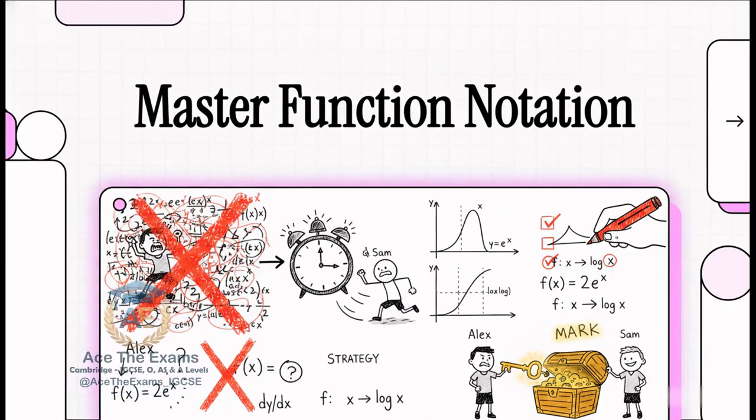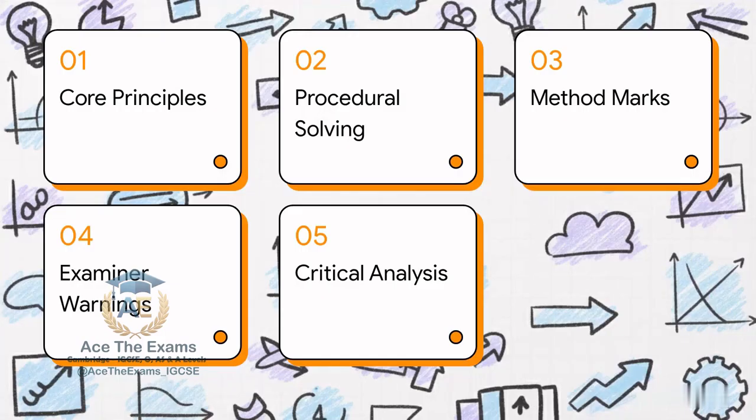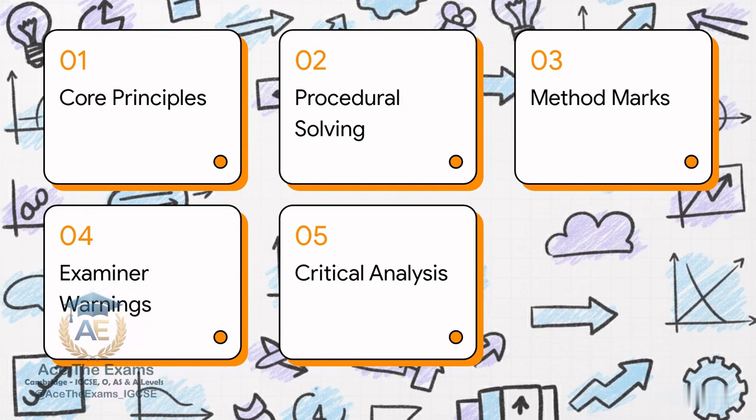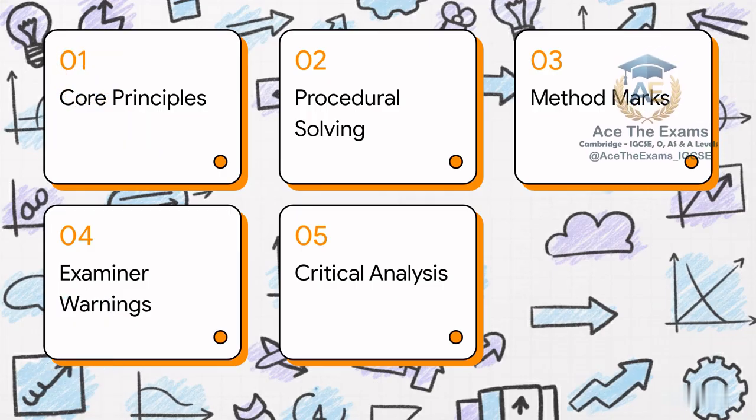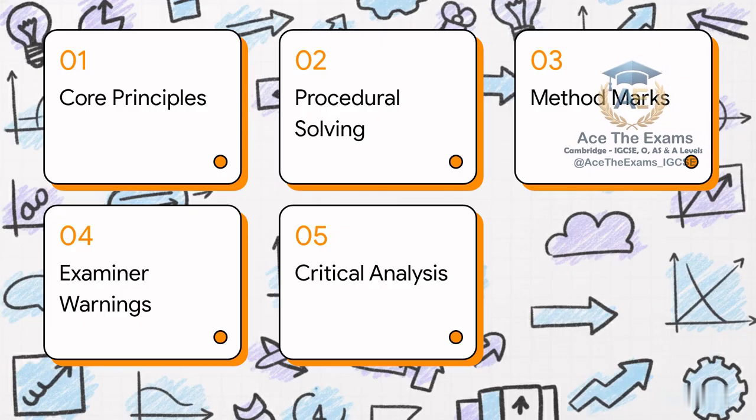Today, we are going to look closely at their flawed approaches, analyze exactly why those red marks happen, and transform those answers into the perfect high-yielding green checkmark responses that Cambridge examiners are desperately looking for. Okay, let's take a quick look at our agenda. Here is our exact roadmap for decoding the examiner's expectations today. We'll start with core principles of functions, move right into our procedural solving framework, master the method mark strategy, highlight the top examiner warnings, and finally, tackle critical analysis and evaluation.